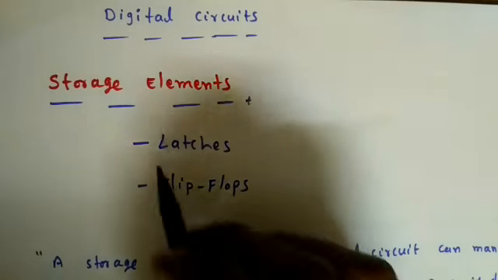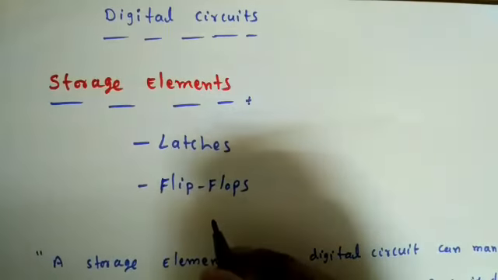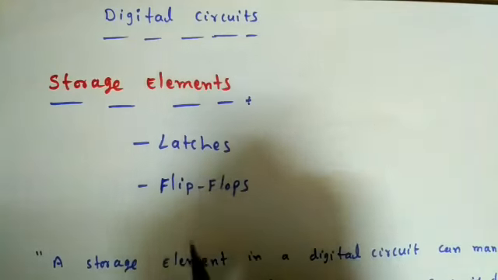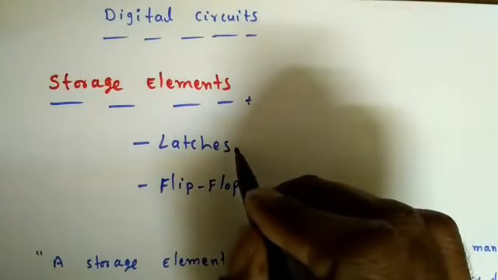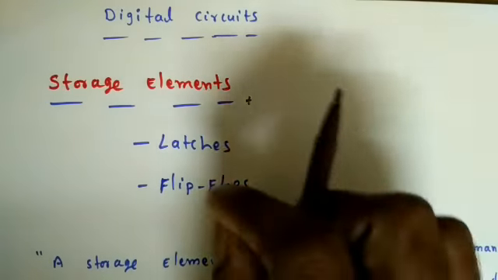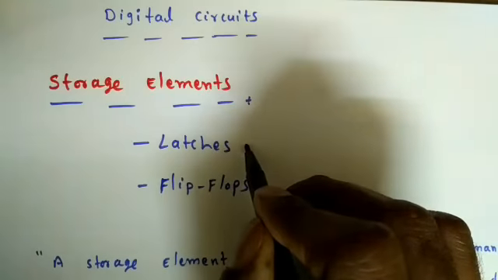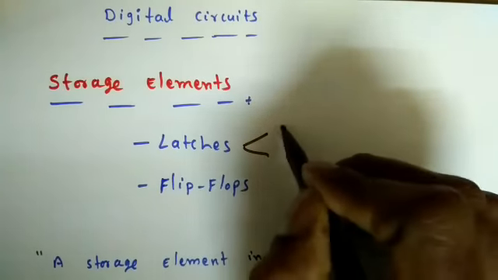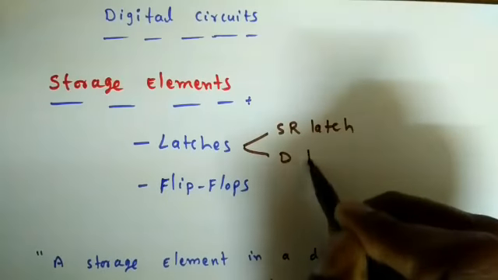In this lecture, I will discuss the storage elements which will be used in sequential circuits. These are the two types, that is latch and flip-flop. We'll see in this lecture what the different types of latches are and how to design them. Generally we have two types of latches, that is SR latch and D latch.